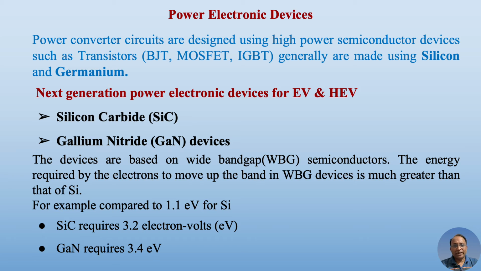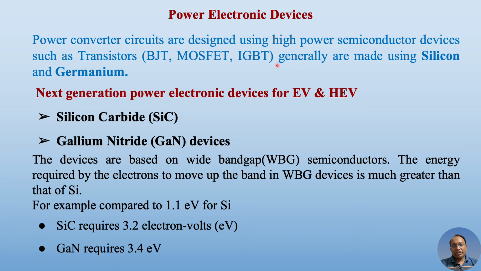Now, what are these converter circuits? Let us go into further details, and before we start discussing the circuits straight away, we would like to understand what the main components of these circuits are. These are generally power converter circuits, designed using high power semiconductor devices such as transistors, bipolar junction transistor BJT, then MOSFET, IGBT, which is insulated gate bipolar transistor.